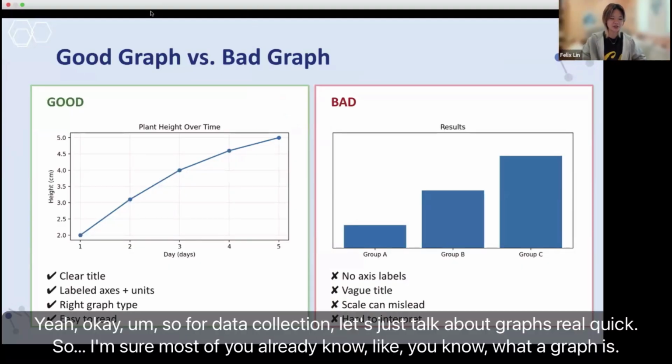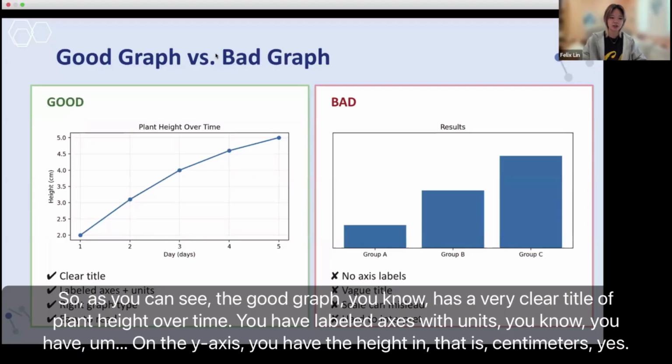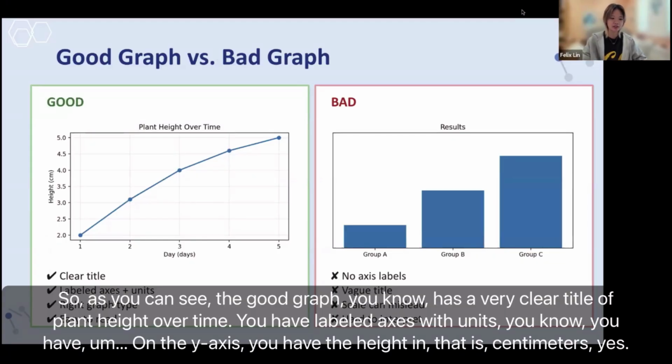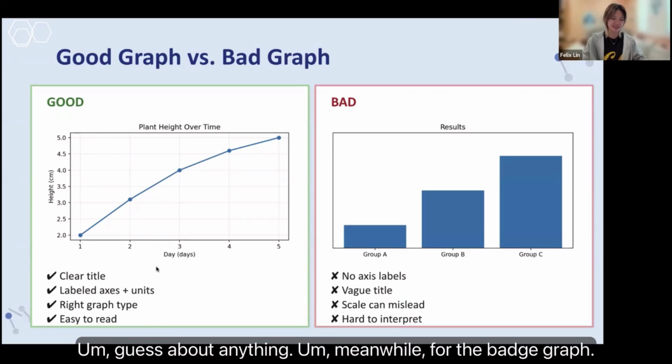Okay. So for data collection, let's just talk about graphs real quick. So I'm sure most of you already know what a graph is. But there is a difference between what makes a good graph versus a bad graph. So as you can see, the good graph has a very clear title of plant height over time. You have labeled axes with units. On the y-axis, you have the height in centimeters, and then on the x-axis, that's days. You have the right graph type, which is a line graph, and it's also very easy to read. It's very straightforward. You don't have to guess about anything.